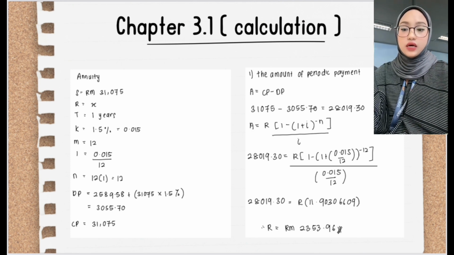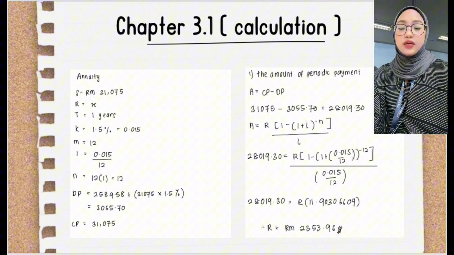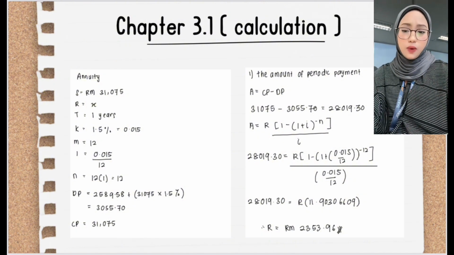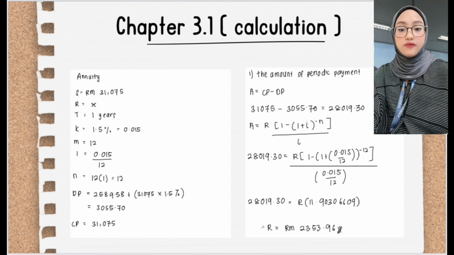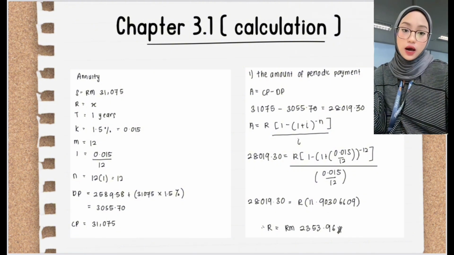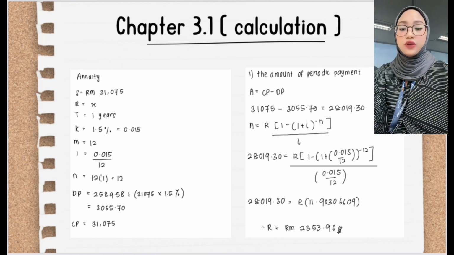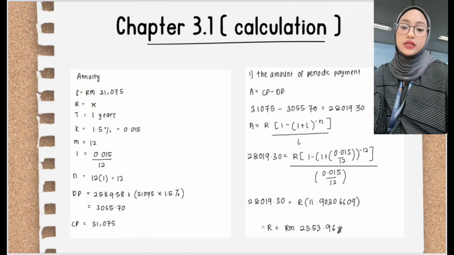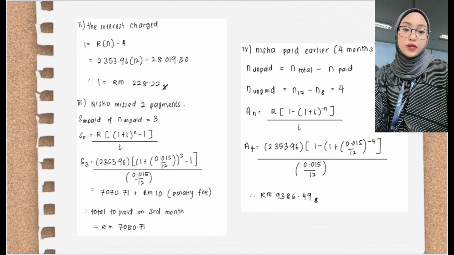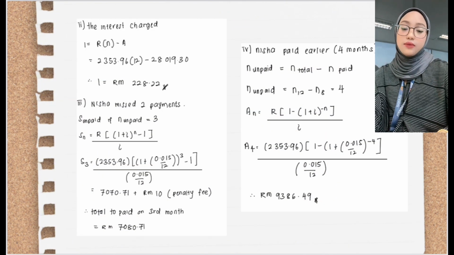So here is the formula for finding the R. A equals to R in bracket 1 minus in bracket 1 plus I close the bracket root of negative n over I. So just substitute all of the amount in the formula and you will get 28,019 ringgit 30 cents equals to R in bracket 11.90306609. So if you calculate it, you will get R equals to RM 2,353.96 cents.